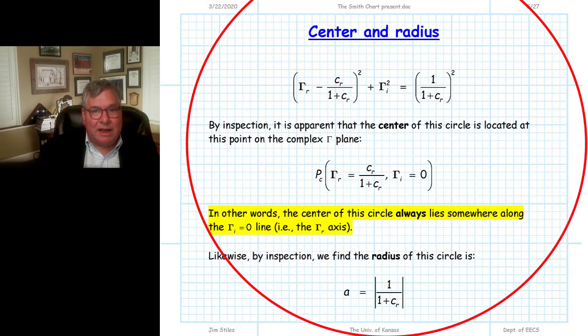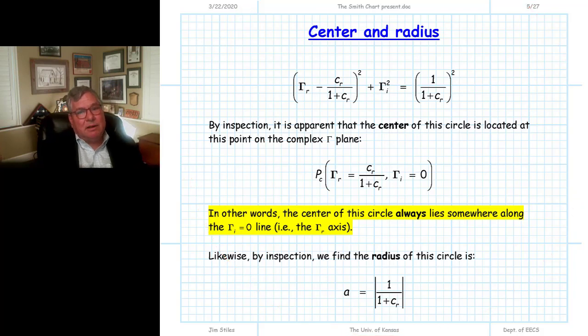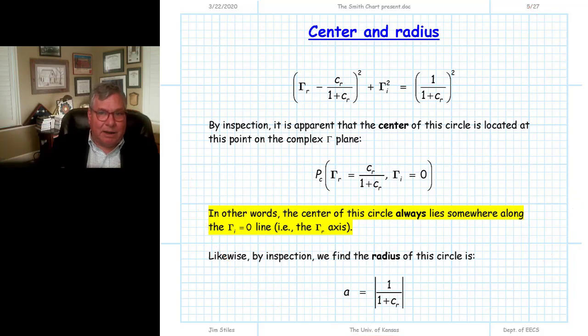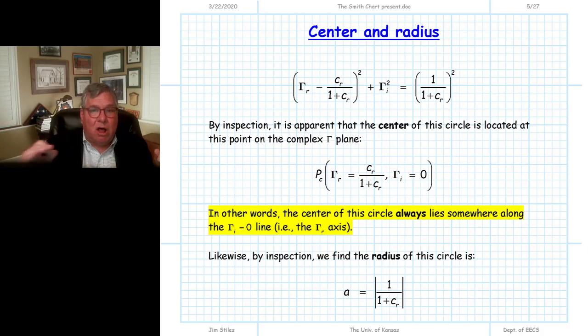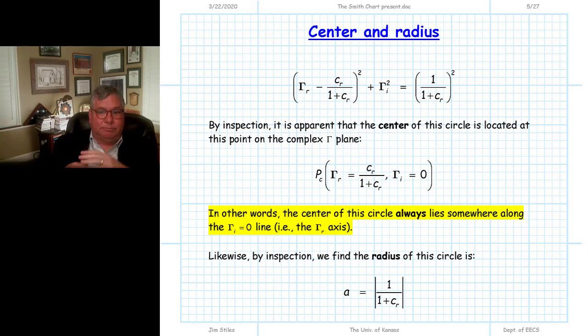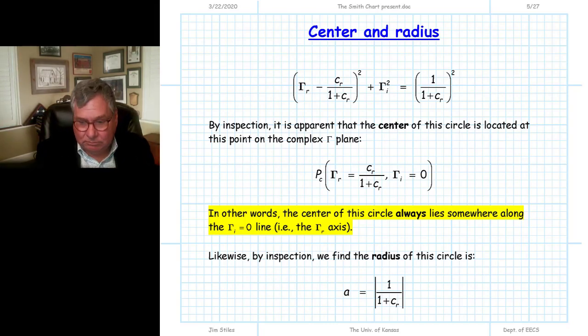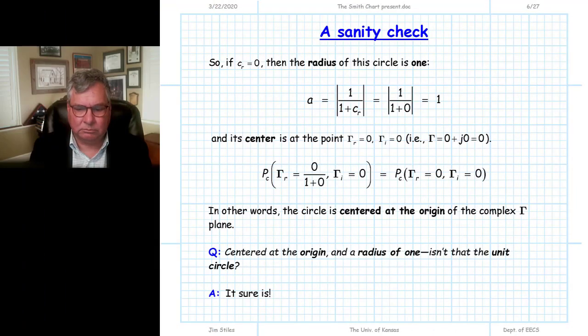And so what we find is the circles that we make when we map onto the complex gamma plane can have any radius between 0, a point, and infinity. And the center, however, will always be somewhere along that real axis as we change the value of CR. Okay, let's do an example and see how this mapping works out for us.